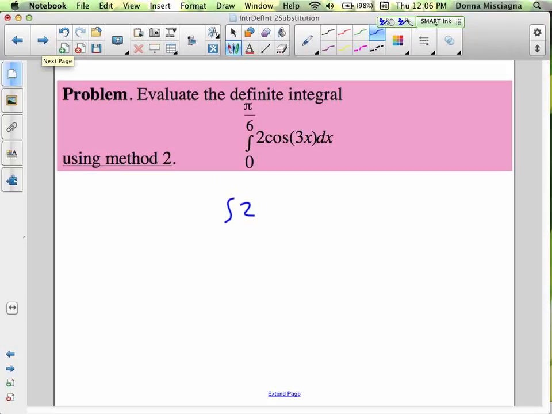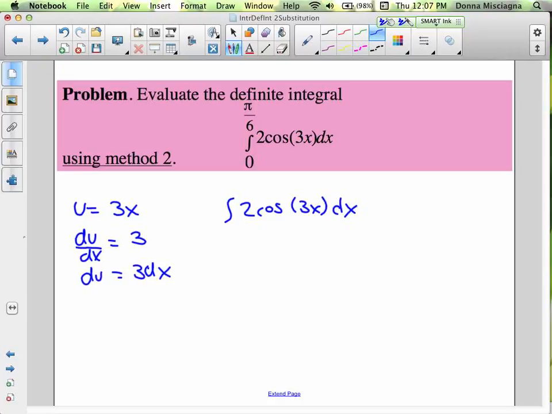All right, so 2 cosine 3x dx. The u is the same as in the previous problem, 3x. Our du/dx is going to be 3. We need to multiply both sides by dx, so du is 3 dx. And we'll divide both sides by 3, so 1/3 du equals dx. All of that is the same.